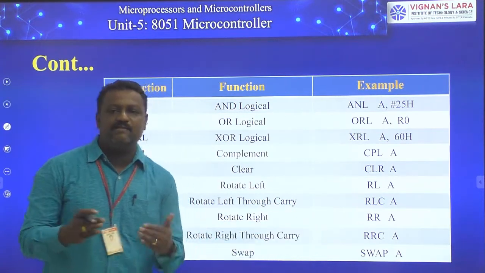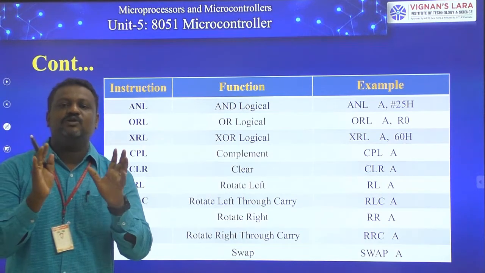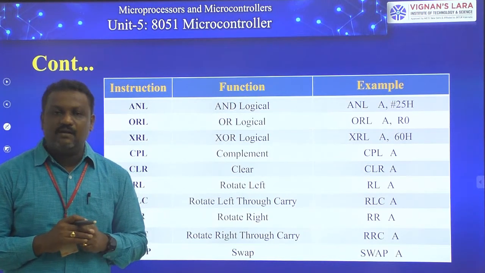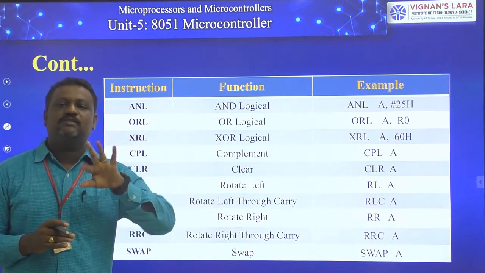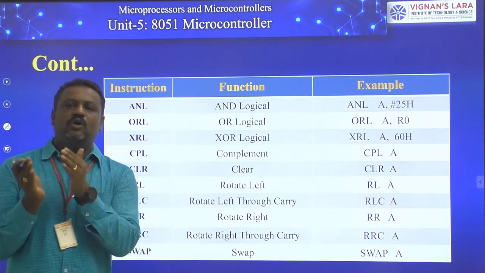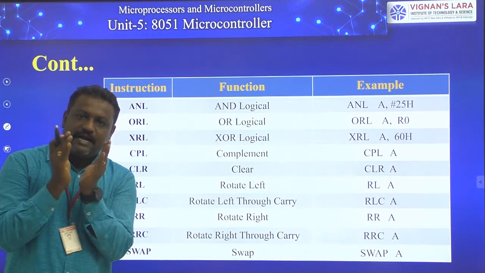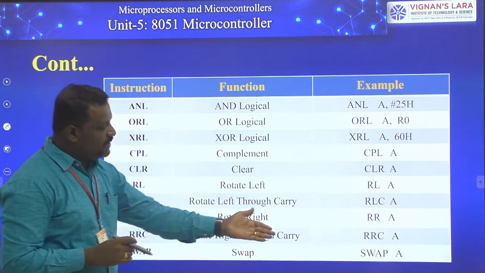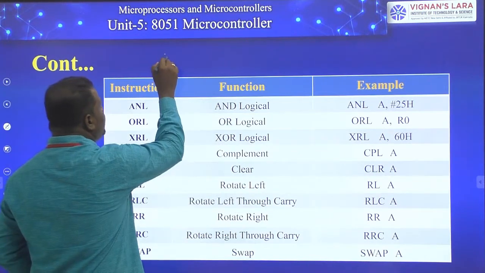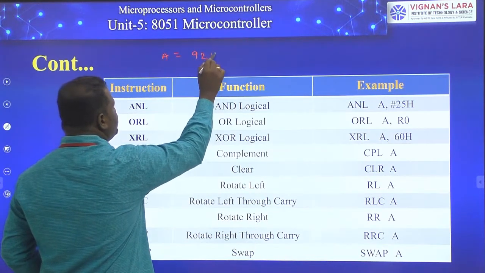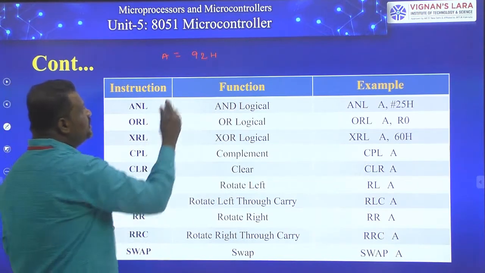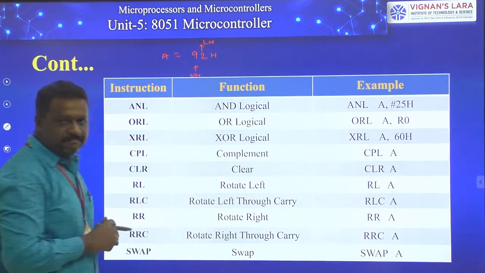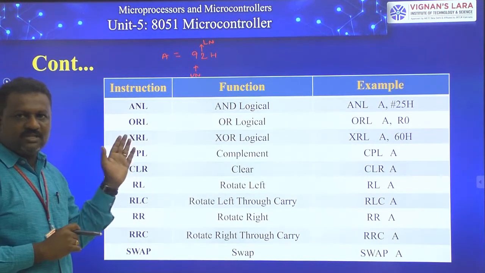So this swap example is SWAP A, that means exchanging the lower nibble with the upper nibble of the accumulator. I repeat, SWAP A means exchange the nibbles of the accumulator itself. That means the lower nibble of the accumulator becomes the upper nibble and the upper nibble becomes the lower nibble. For better understanding, I take an example. Before execution of SWAP A, the accumulator value is some 92H. Let us consider. In this case, 9 is the upper nibble and 2 is the lower nibble. LN means lower nibble, UN means upper nibble.